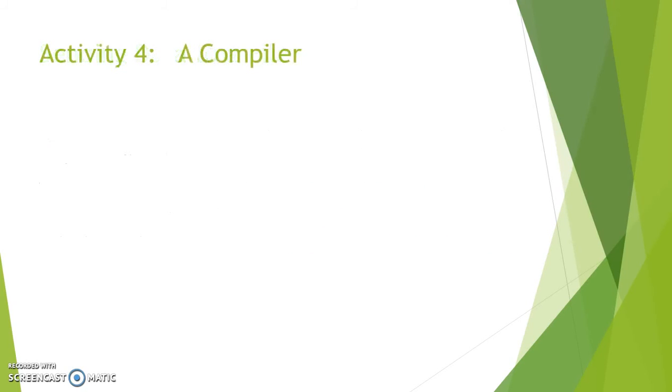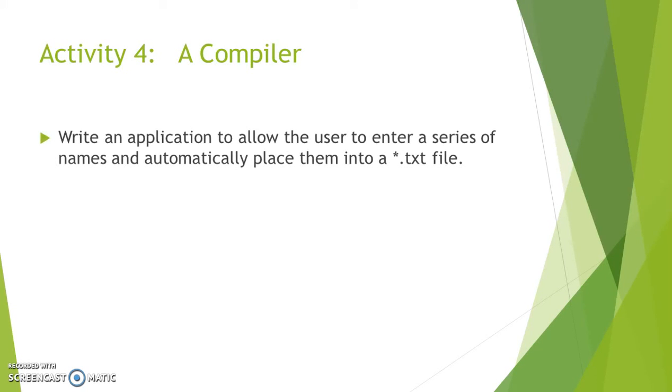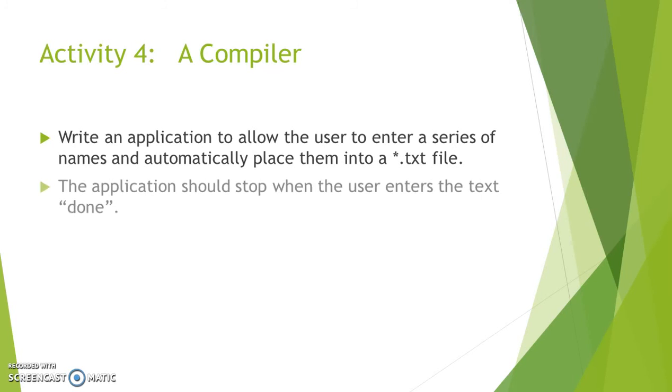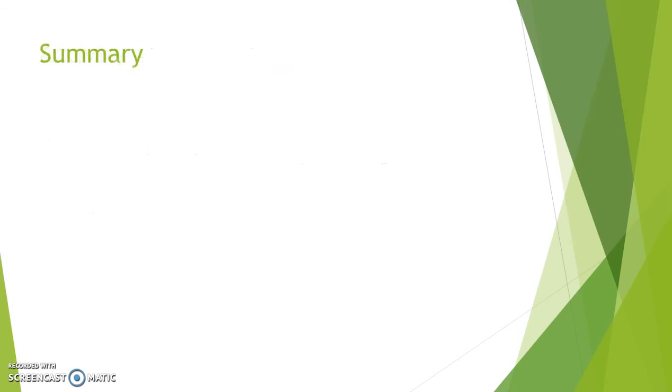And of course, doing this once isn't very exciting, but doing it many times gets a bit more powerful. So activity 4 is to create a compiler. What I'd like you to do is write an application to allow the user to enter a series of names and automatically place them into a TXT file. And this application should stop when the user enters the text done, so you'll need to be sure to incorporate a check in there. So go ahead and do that part.